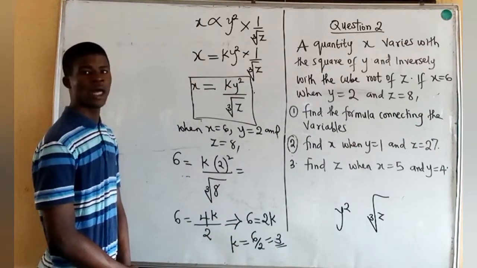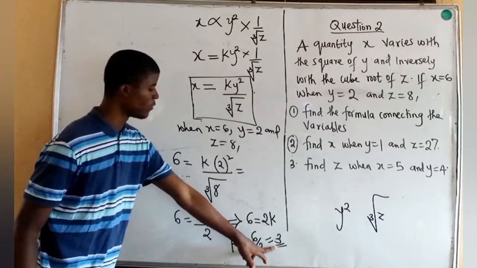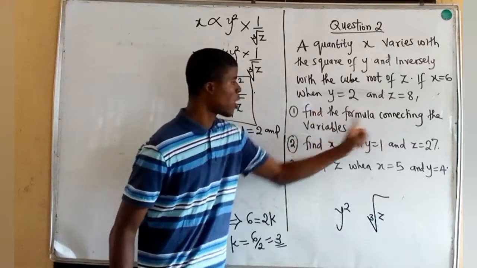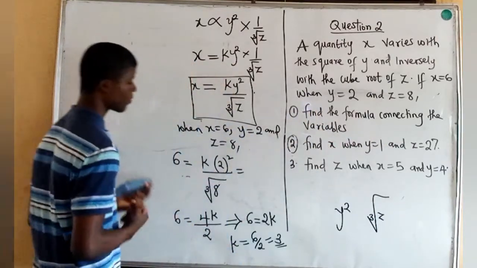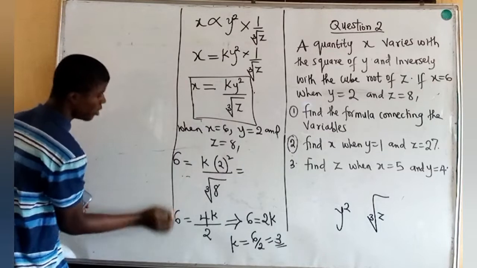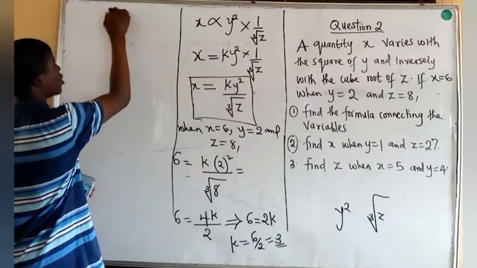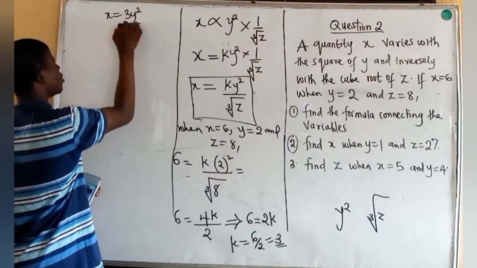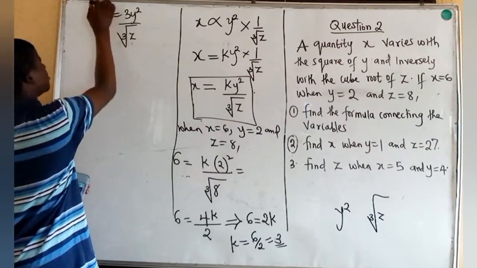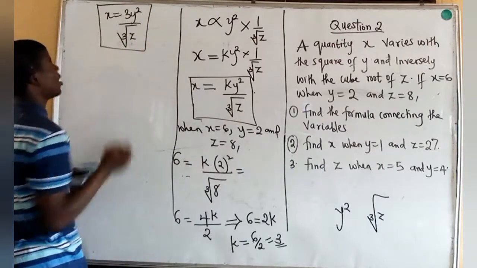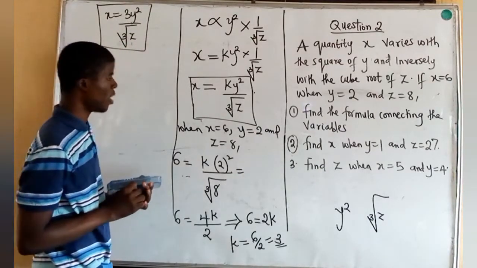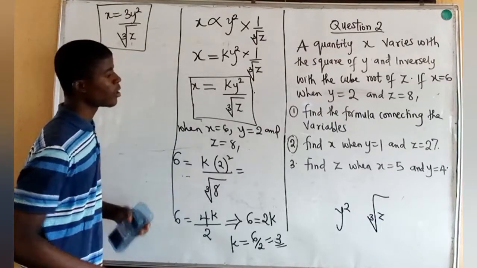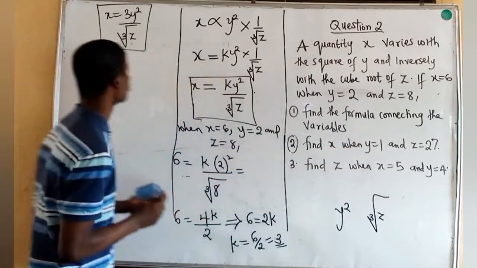So what we have to do now is to substitute for this value of 3 into this equation. And then we would have gotten the formula connecting the variables. So k equal to 3, let's put it into this equation. So x is equal to what? 3y squared over the cube root of what? Z. So this is the formula connecting x, y, and z. This is the formula. So we are asked to find x when y is 1 and z equal to 27.